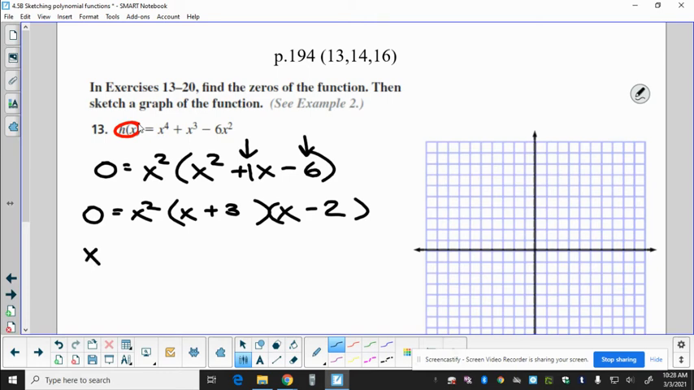Now we can definitely solve this. The first one is x squared equals 0. And then we have x plus 3 equals 0 and x minus 2 equals 0.